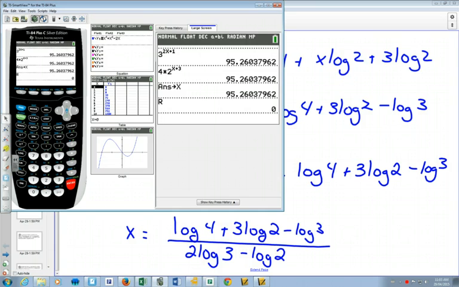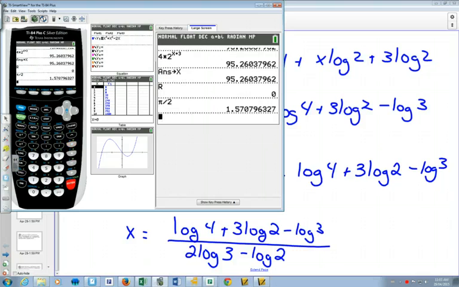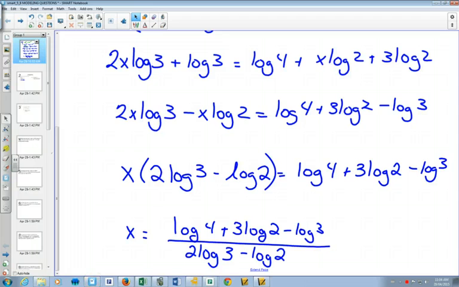And it is just a coincidence that our answer was very close to, did anybody notice that our answer was very close to pi over 2? No? Okay. No, it's just neat that it was close. All right, so that is that example.